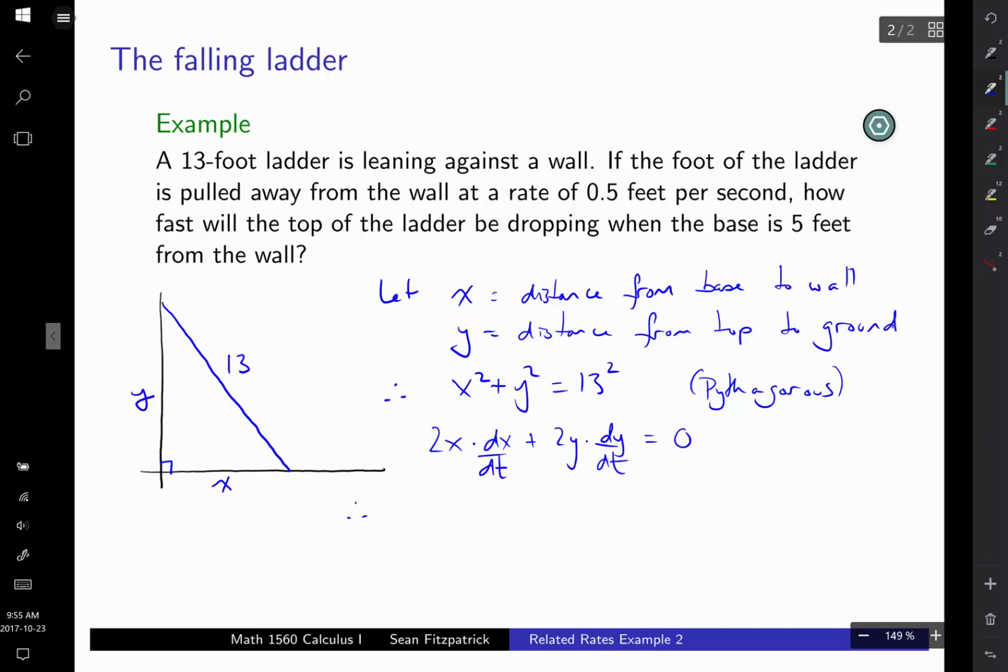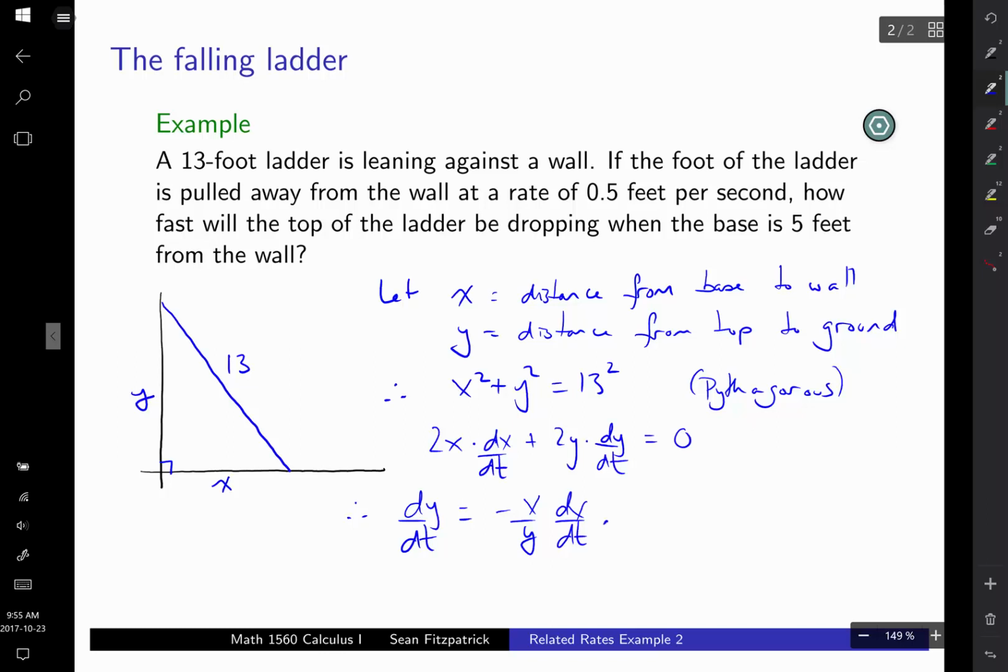And now the rate we're interested in is the rate at which the top of the ladder is moving. How fast is the top of the ladder dropping down the wall? So if we solve for dy/dt, we see that we get minus x over y times dx/dt.